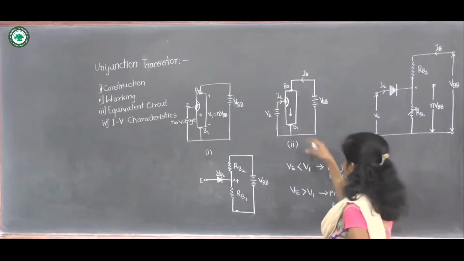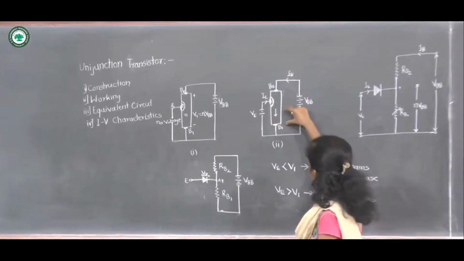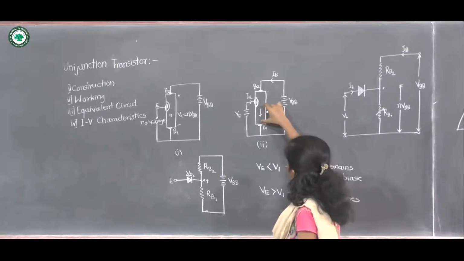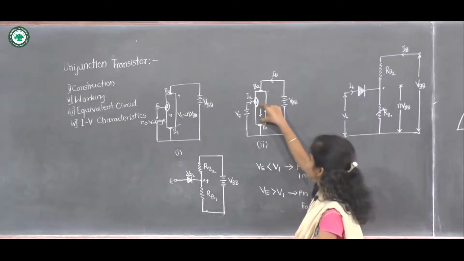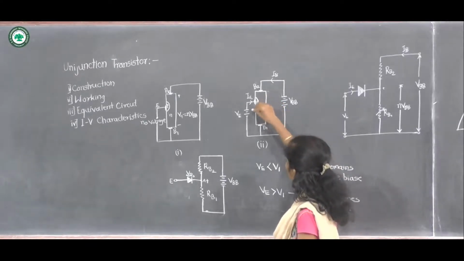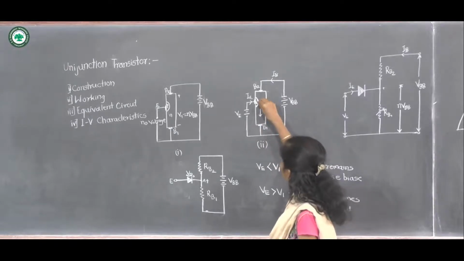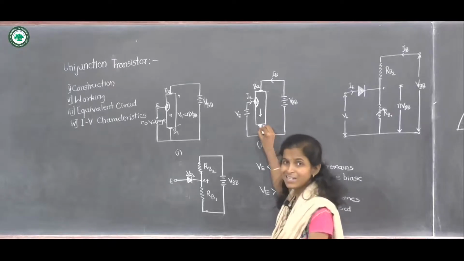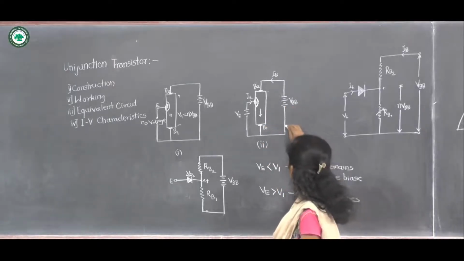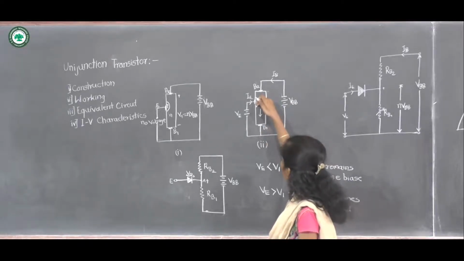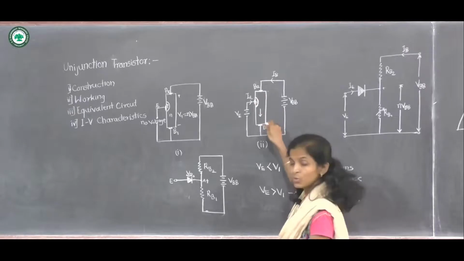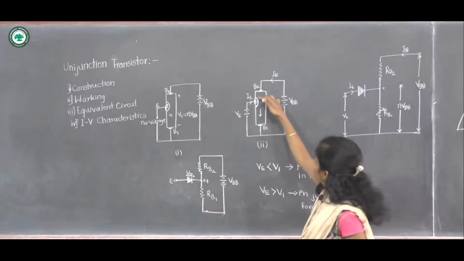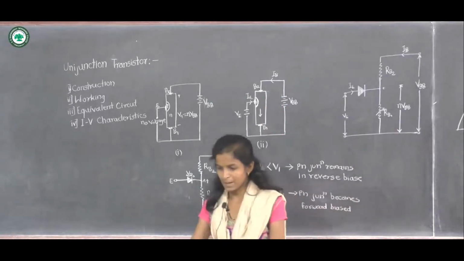Because when VE is greater than the voltage drop across this RB1, that is the voltage drop developed at this region, then current starts flowing, because holes from the P region will be injected into the N-type strip, and as the B1 terminal is connected to the negative terminal of VBB, these holes are attracted towards this B1 terminal and current starts flowing, due to which this PN junction becomes forward biased.